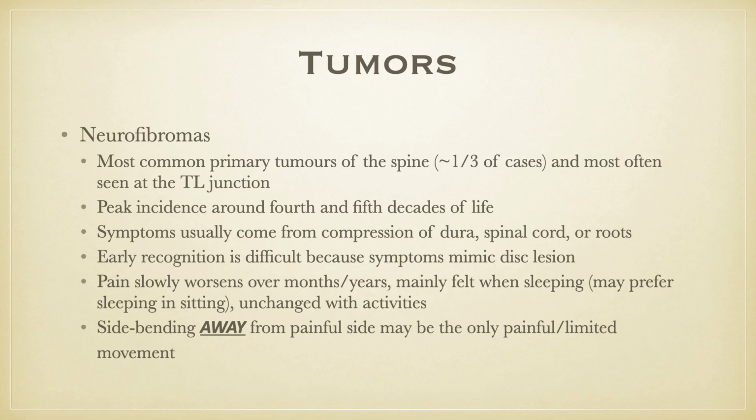Specific types of tumors that we can talk about that may be common are neurofibromas. They're most commonly, as you can see here, primary tumors of the spine, and again, most often in the thoracolumbar junction. Now, we said before, in this area, it's even more common to have secondary tumors or metastases, but for this particular tumor, neurofibromas, these are primary tumors. So you see the age that is most commonly diagnosed. You want to keep that in mind.